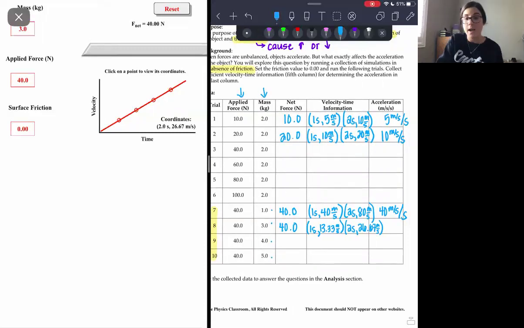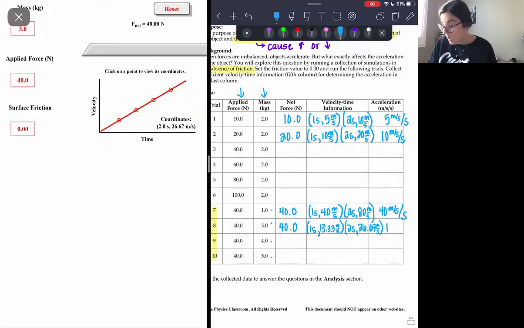I'm seeing that from 1 to 2 seconds, I definitely didn't go as fast as I did in my previous trial. I went from 13.3 meters per second to 26.67 meters per second. So I increased by 13.34 meters per second in just 1 second.